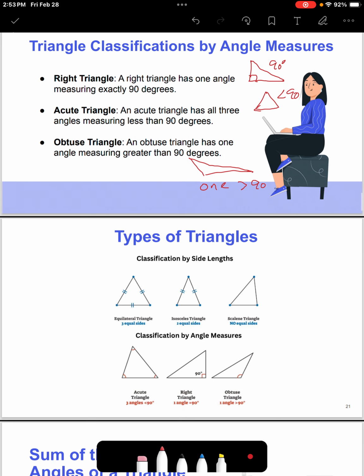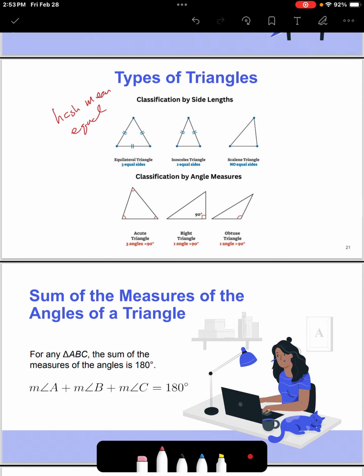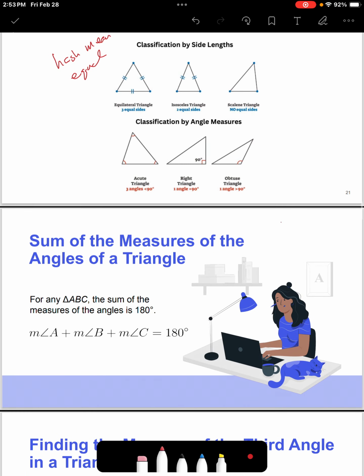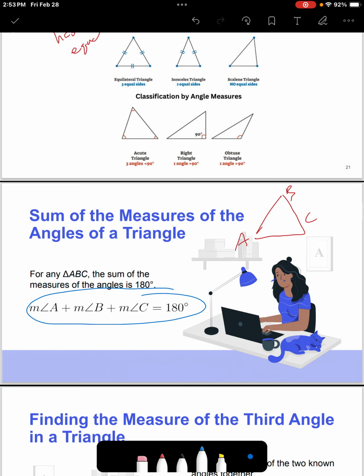So here are your types of triangles. Here's equilateral. And notice those hash marks. The hash marks mean equal. So you have equilateral, isosceles, and scalene. Then you have acute, right, and obtuse. Now whenever you have a triangle, let's say we have a triangle here, A, B, C, the sum of the angles is always equal to 180 degrees. The sum of the angles of a triangle is always equal to 180 degrees.